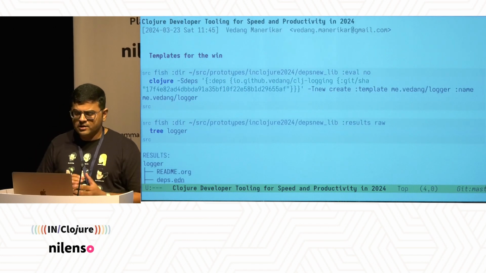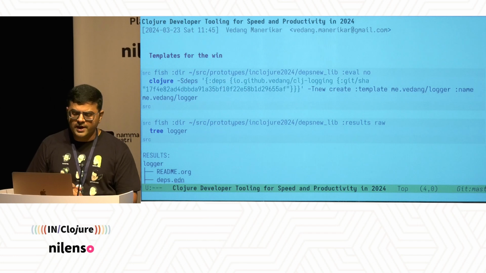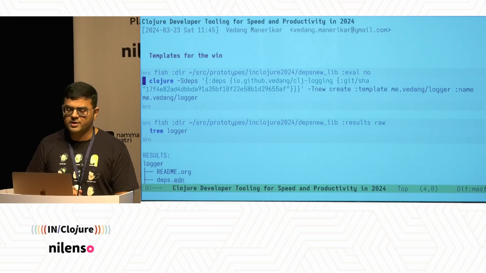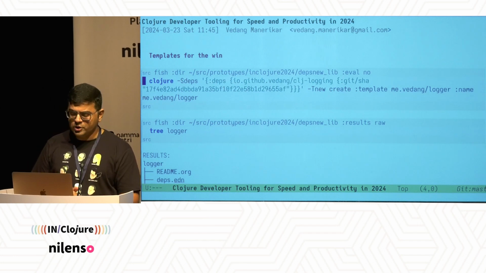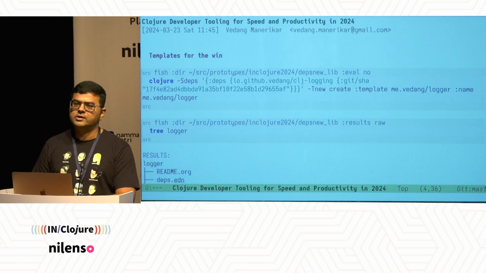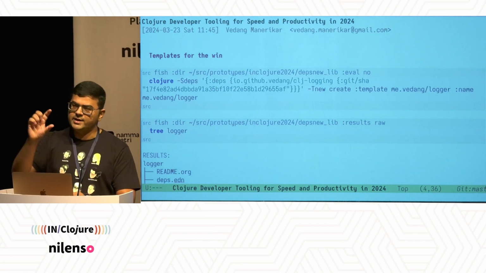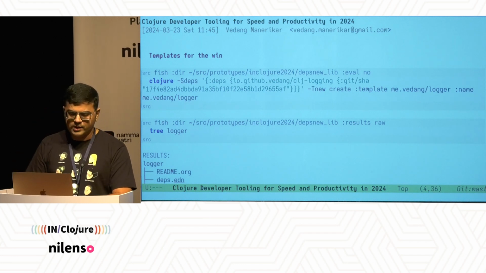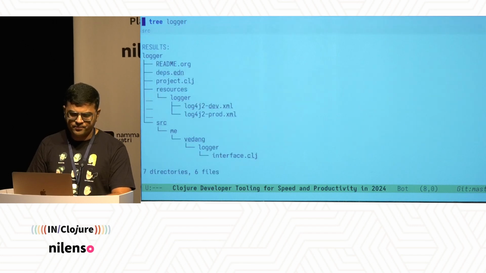So again, like I said, I think getting logging right is quite complicated. I did it once, and I wrote a deps-new template for it. So now I can fetch that. Again, I want you to pay attention to this thing, git SHA here. So it's basically cloning it from my GitHub, and it's creating that folder called logger. And this is what that folder looks like.